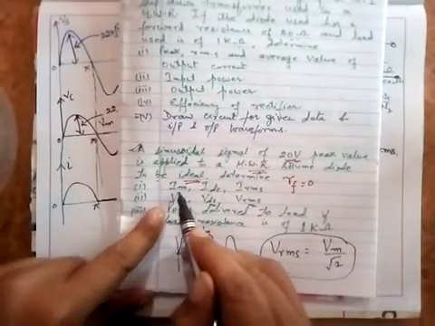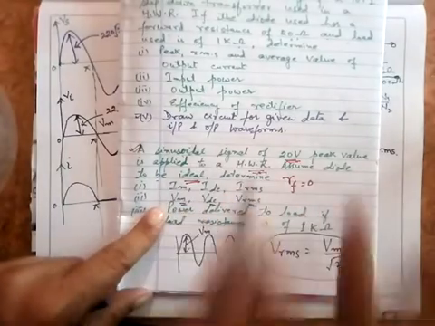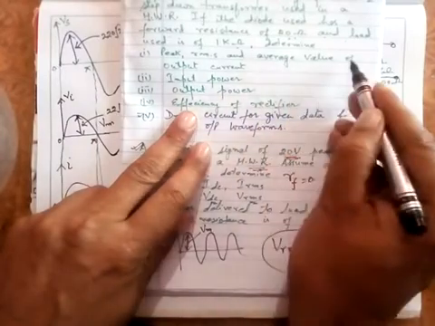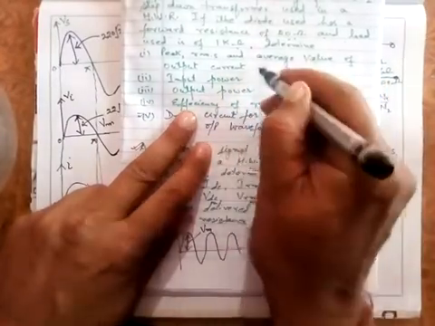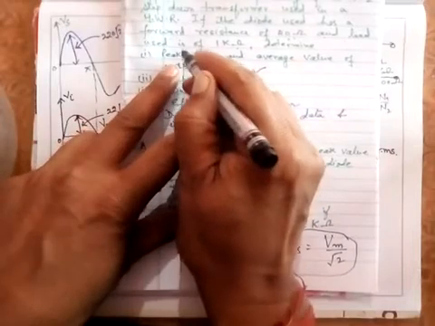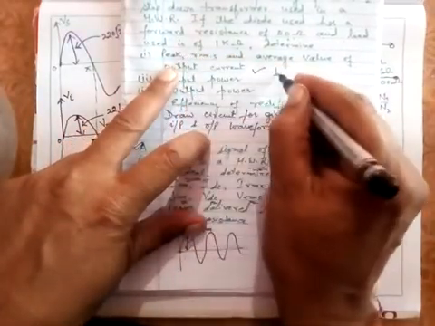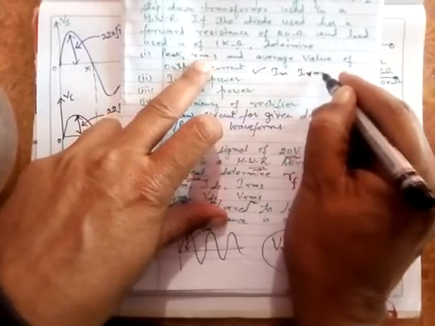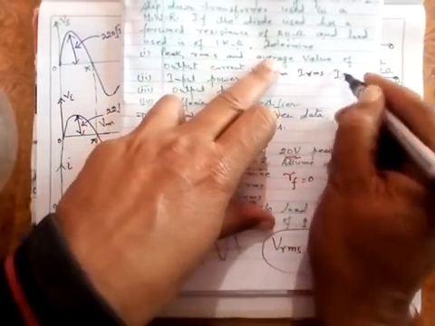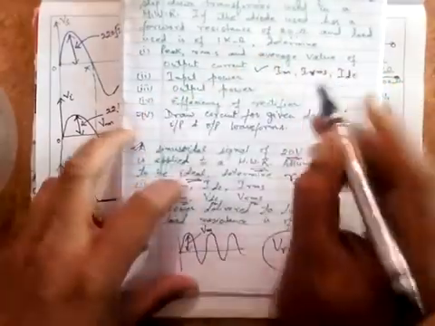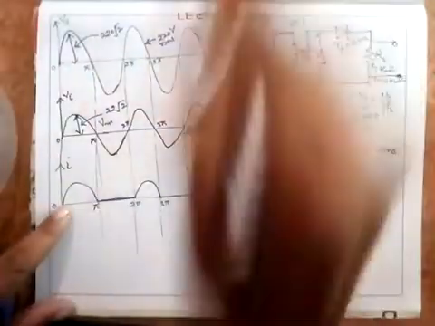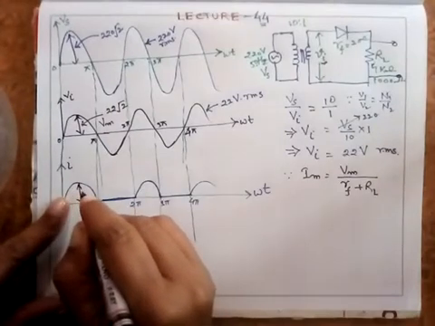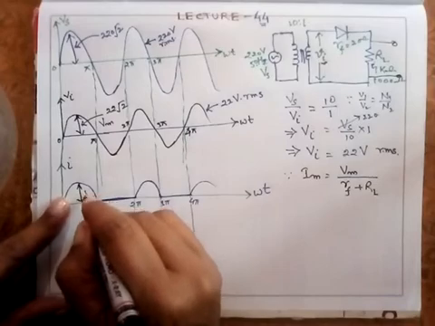It says find the value of Im, IDC, IRMS. Find the value of peak, RMS and average value of the output current. First, you have to find the peak value, meaning Im, of the output current. Then the RMS value of the output current and the average value, IDC. These three things are required of the output current. Where is the output current? This. It means I need this Im here, the very first thing.